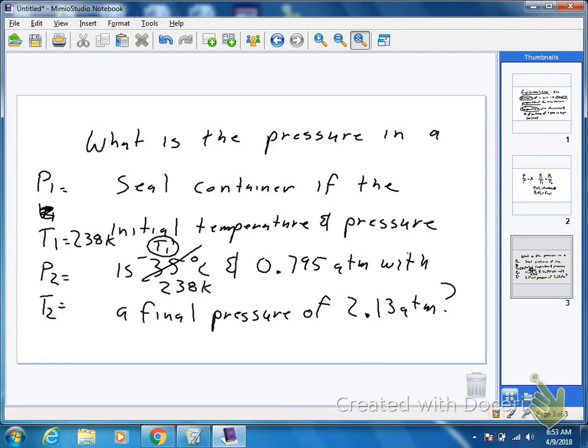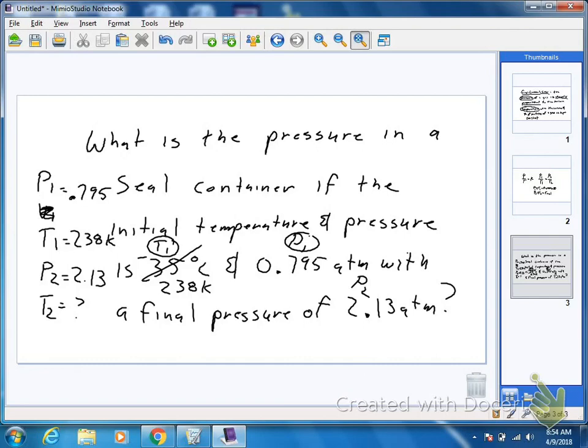Okay, what's this? Pressure 1. 0.795. Okay, what's this? P2, the final pressure. So that is 2.13. So here's the deal. We need to solve for the new temperature, and it'll be in Kelvin.